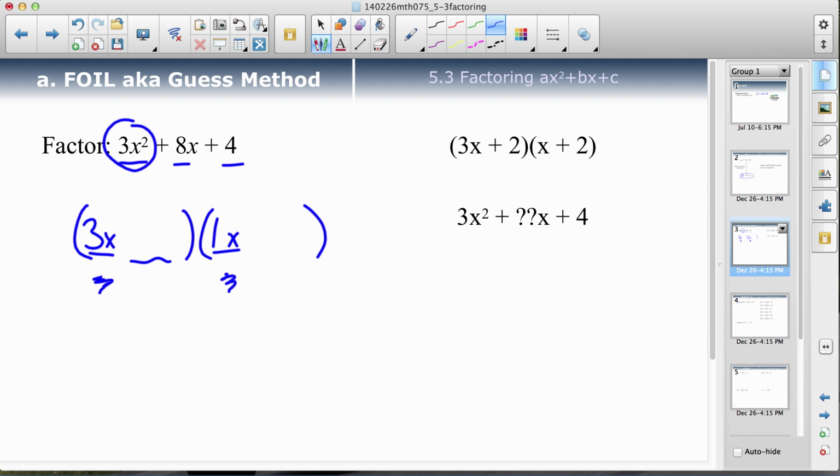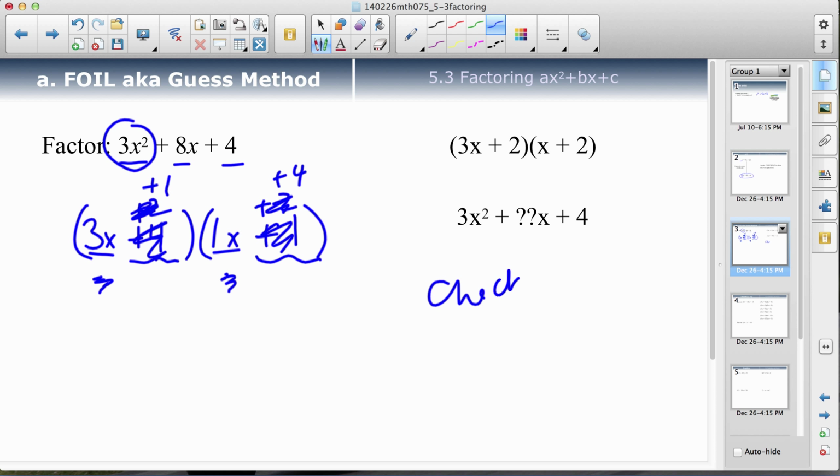But then we've got to fill in this other stuff over here. So I have a plus 4. Do I put a plus 4 there and a plus 1 there? Or maybe I should put a plus 2 here and a plus 2 here. Or maybe I should put a plus 1 there and a plus 4 there. And so when you're doing this guess and check or the FOIL method, that's something that you have to do. And you find that you quickly become good at multiplying, or using the distributive property twice on these, to check to see if your answers are correct.